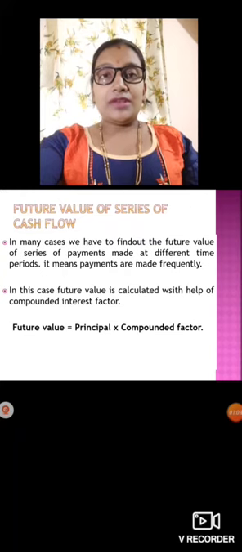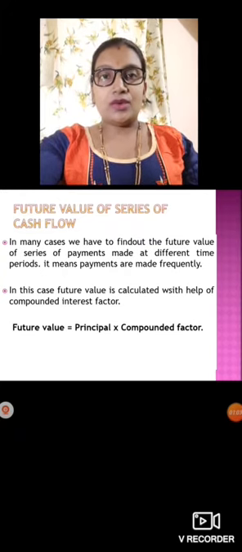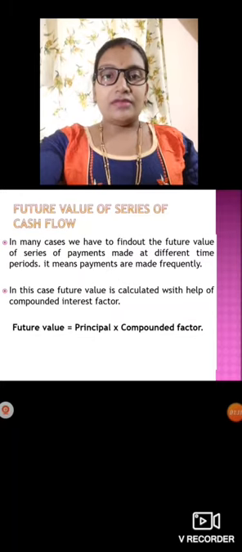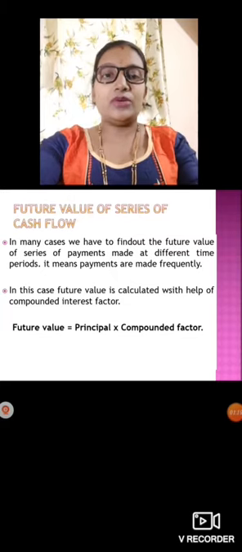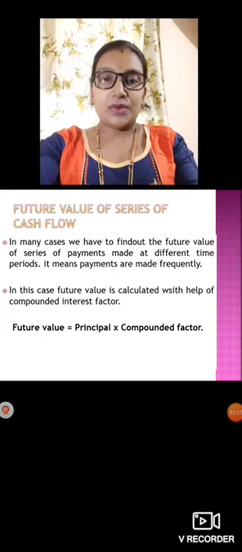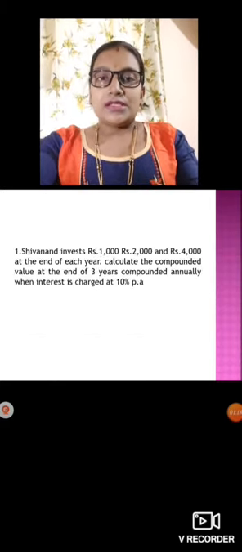We will use the compounding interest factor. As we solved in the previous method which I have shown, A equals principal into compounding factor. With the help of that, we are going to calculate the future value here. Future value equals principal into compounding factor. So let's move on to the problem.